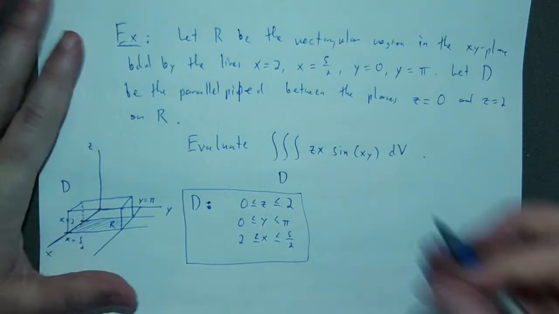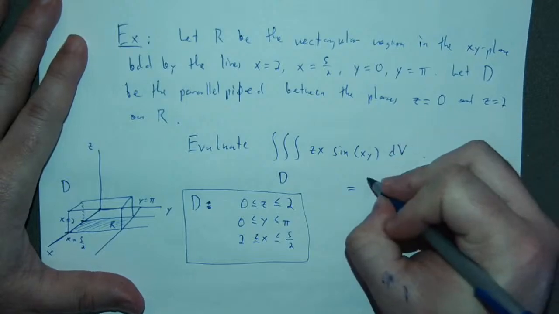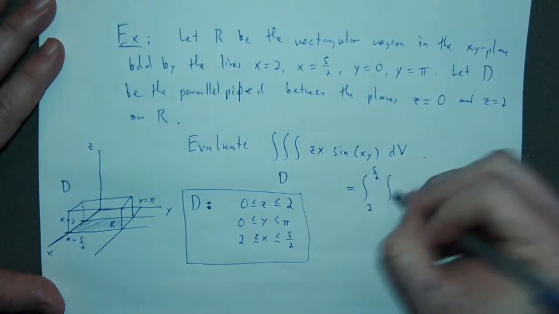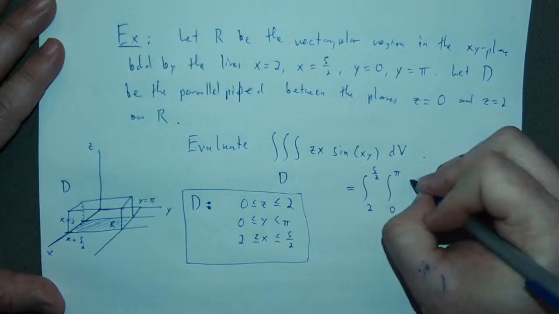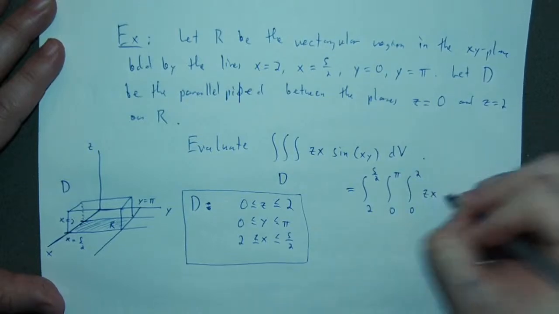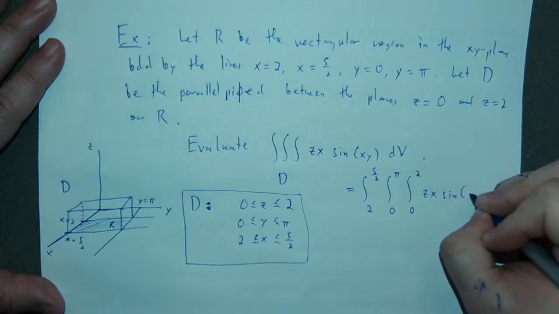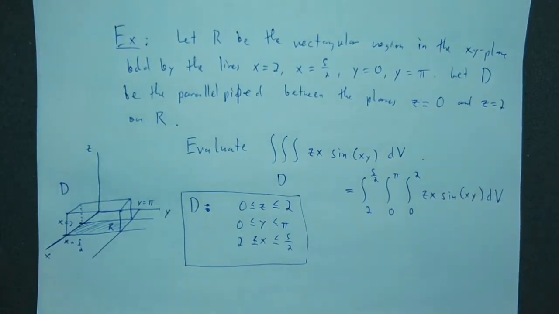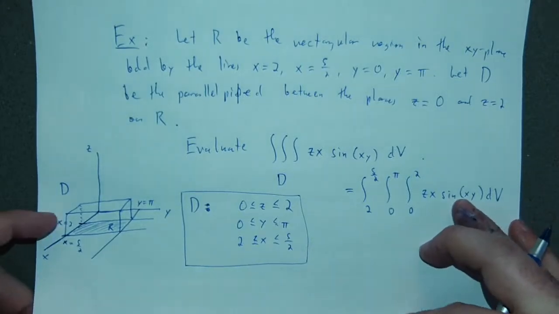Rewriting this another way, to do this integral I need to compute the integral from 2 to 5/2, the integral from 0 to pi, the integral from 0 to 2 of zx sine of xy dV. So that's what I'm computing. Let me write that on a new sheet so I can do a bunch of work here.